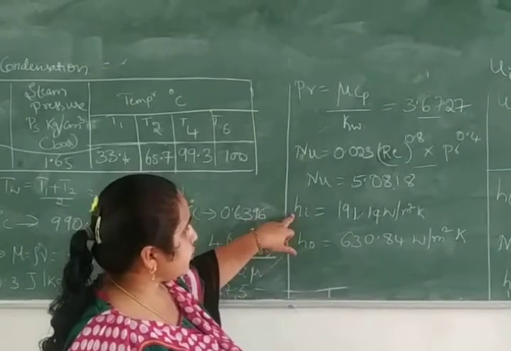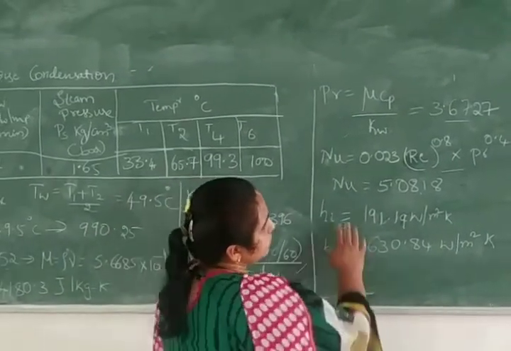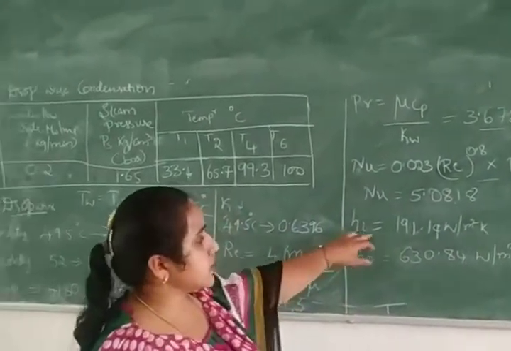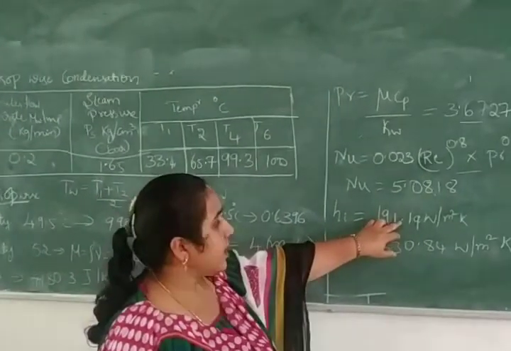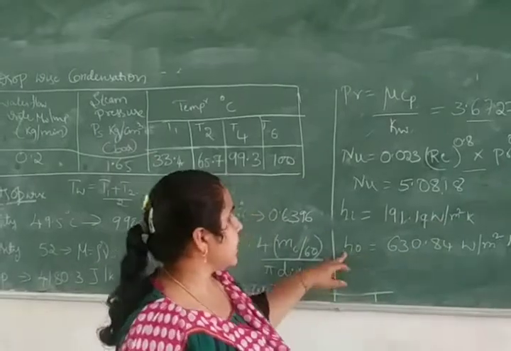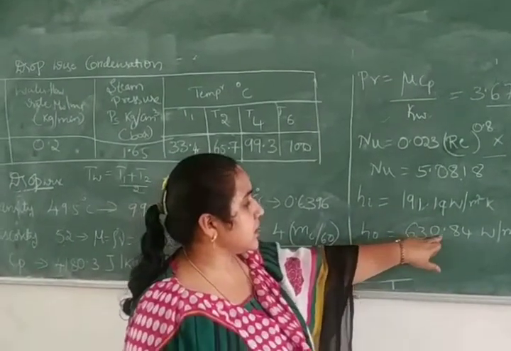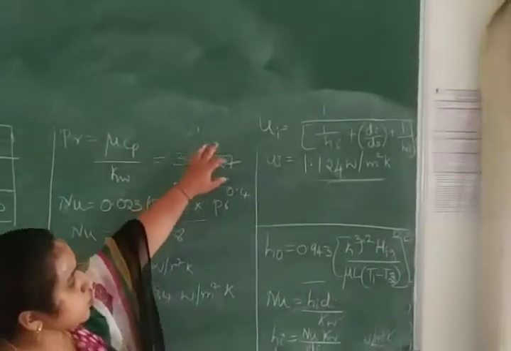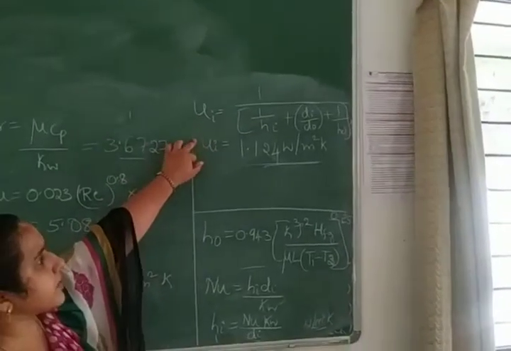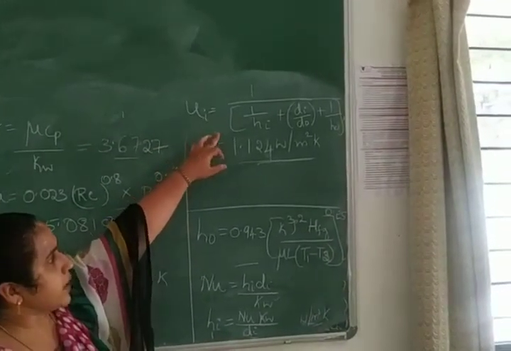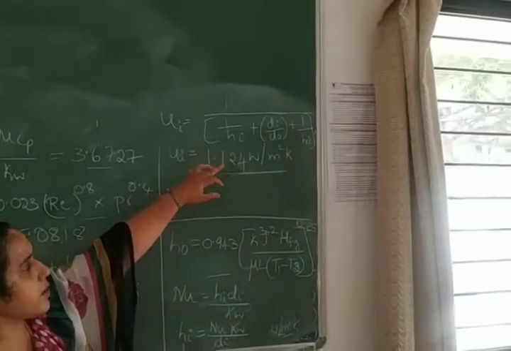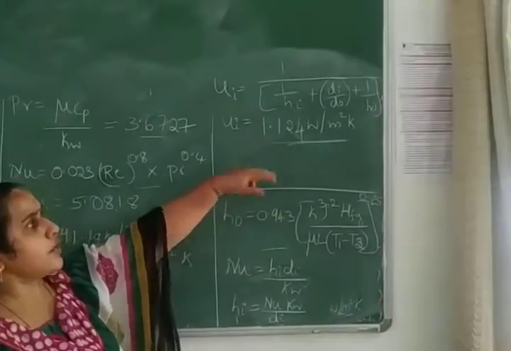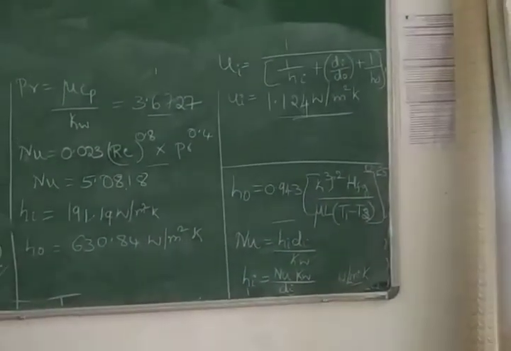Then the Hi value: anyhow we know that once we get the Nusselt number, Nu is equal to Hi Di by Kw. So Hi is equal to 191.19 watt per meter square Kelvin. H naught is equal to 630.84 watt per meter square Kelvin. Next, we find U again the same way: U is equal to 1 by Hi plus Di by D naught plus 1 by H naught. Ui is equal to 1.124 watt per meter square Kelvin. Just substitute the values, you will get this.